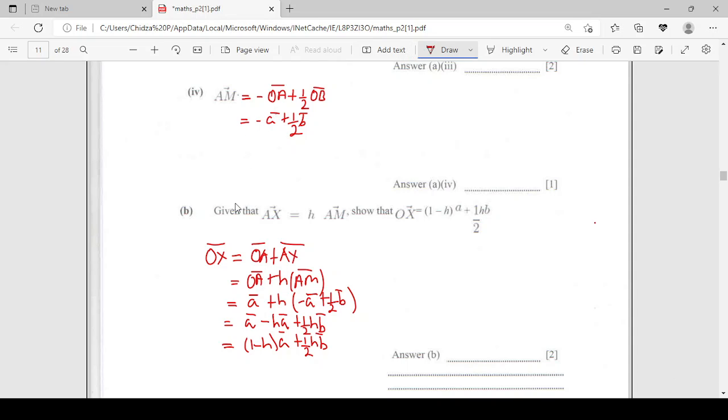Then we move on to this important question. You always get these questions in your examination.